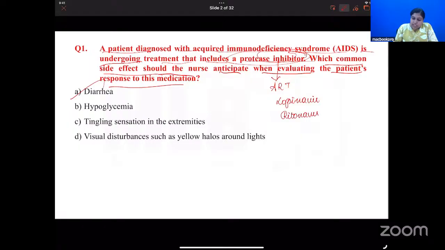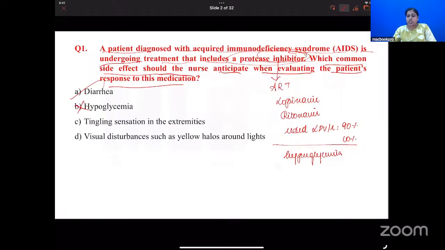To be very specific, the drug is used as a combination, LPV/R, where lopinavir is 90% and ritonavir is 10%. These drugs commonly cause the signs and symptoms of hyperglycemia. So we are directly rejecting hypoglycemia.